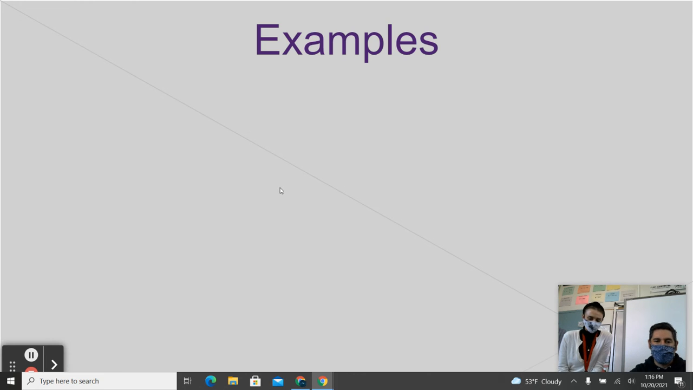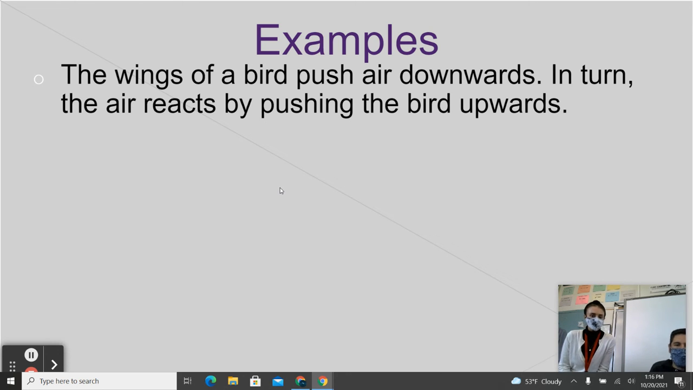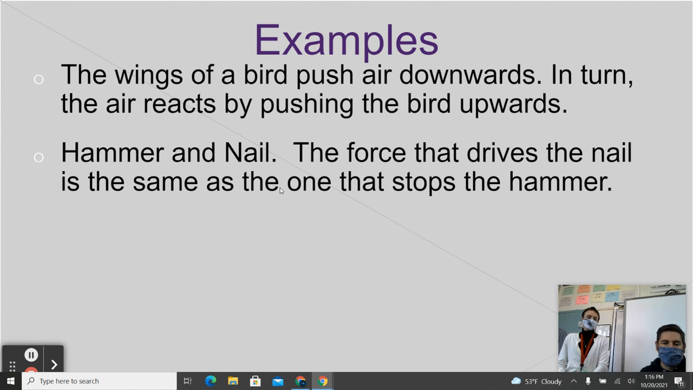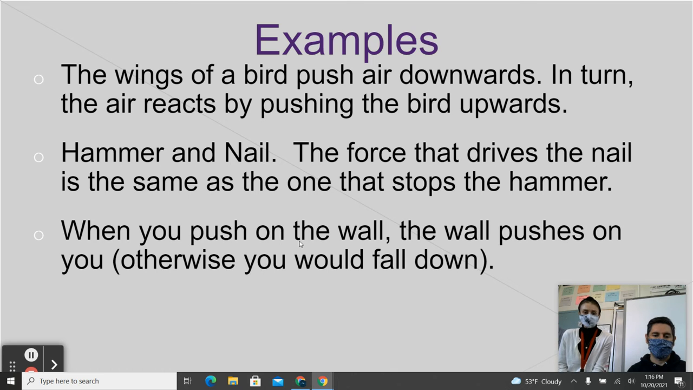So some examples of Newton's third law. The wings of a bird push air downwards, and in turn, the air reacts by pushing the bird upwards. So that kind of makes sense. Another example is a hammer and a nail. The force that drives the nail is the same as the one that stops the hammer. And then the last example we have is when you push on the wall, the wall pushes on you. Otherwise, you would fall down. Another example would be jumping. If you jump, you exert a force on the earth, and the earth also exerts a force on you, or you would fall through.